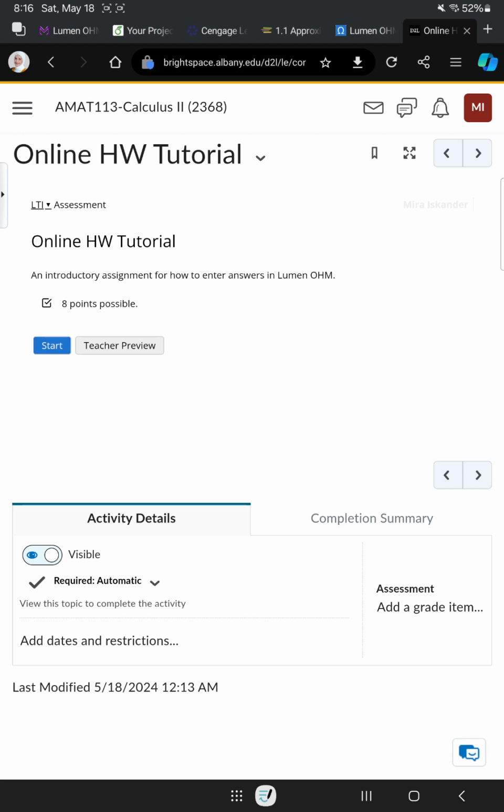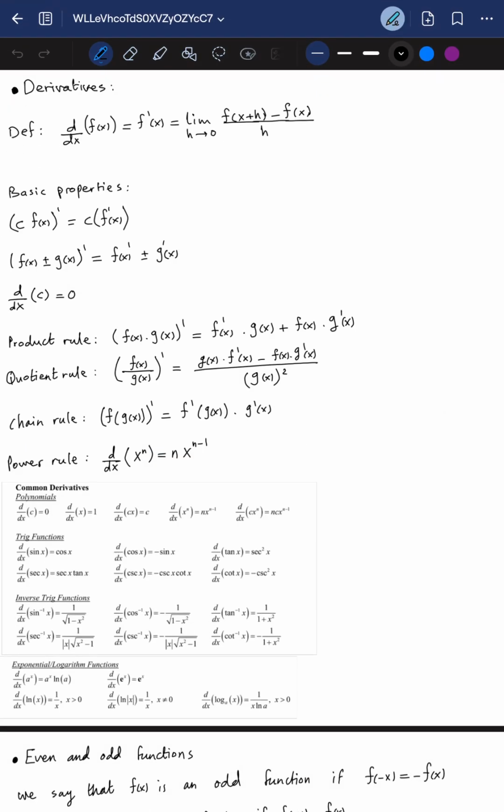Okay, now let's start with a quick review. It's just main concepts that I'm sure you already know. I just wanted to review them because they're going to show up a lot during our problem solving in Calc 2. And the main topic that you should know is derivatives. I'm sure you've learned about derivatives in Calc 1.